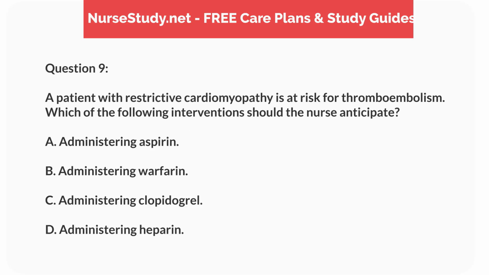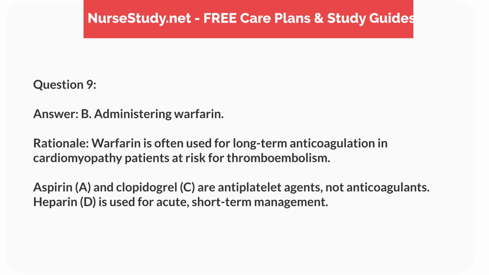Question 9. A patient with restrictive cardiomyopathy is at risk for thromboembolism. Which of the following interventions should the nurse anticipate? A. Administering aspirin. B. Administering warfarin. C. Administering clopidogrel. D. Administering heparin. Answer, B. Administering warfarin. Rationale: warfarin is often used for long-term anticoagulation in cardiomyopathy patients at risk for thromboembolism.